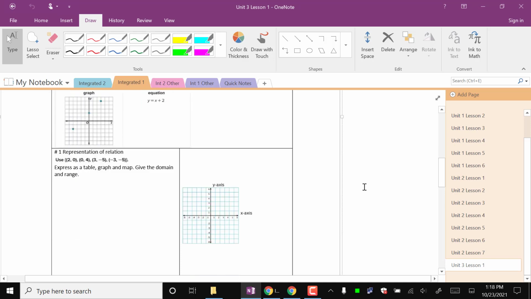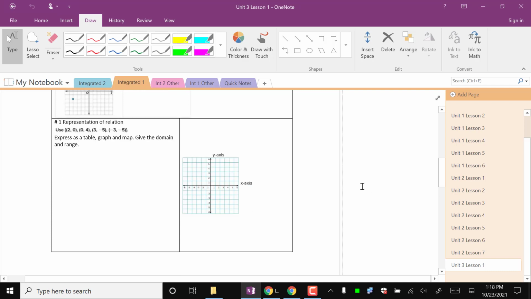So let's take a look at number one. It says representation of relations. So we're going to use these points, we're going to express them as a table, a graph, and a map, and give the domain and range. So let's start off with the table. So I have some X values, and I have some Y values, coming from this ordered pair. Remember with an ordered pair, the first one is your X value, the second one is your Y value. This is for all ordered pairs.